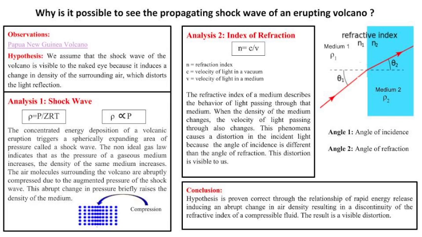Therefore, the change in refractive index of the compressible gas distorts light and creates a lens, which has the same effect as the example of your hand position within a pond.